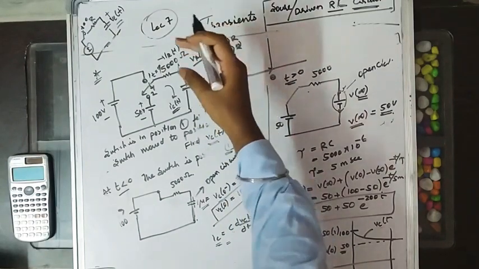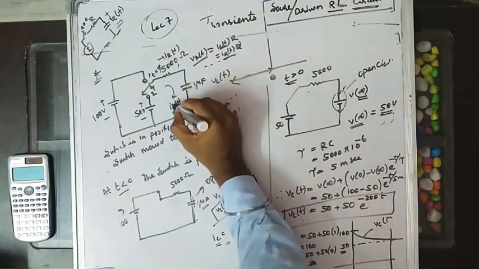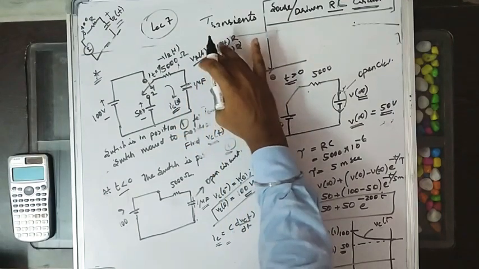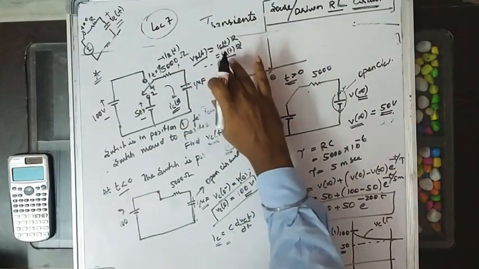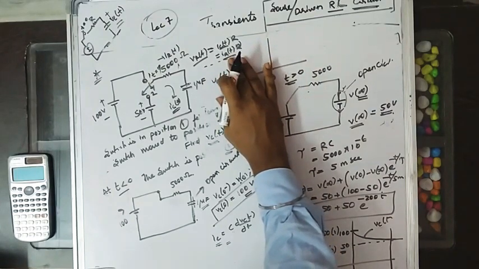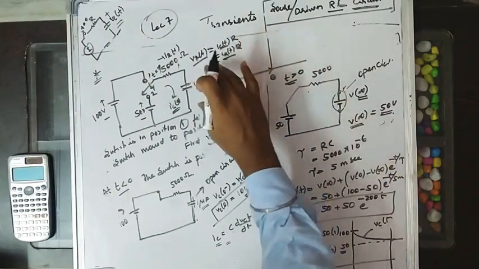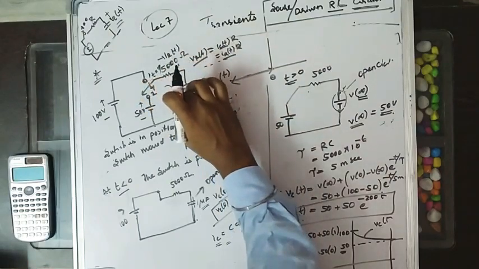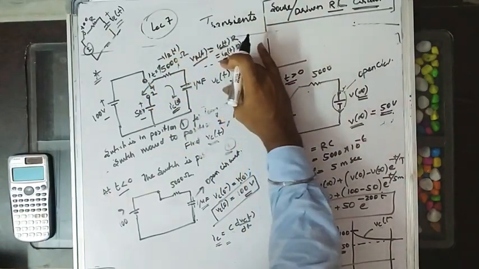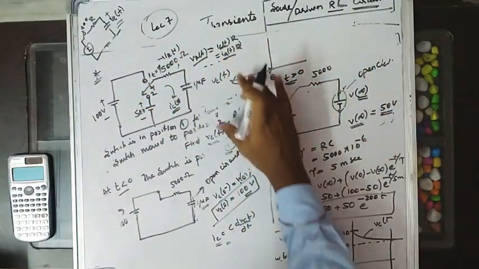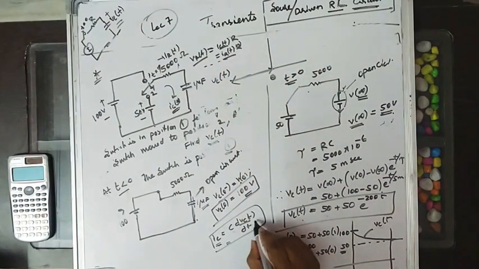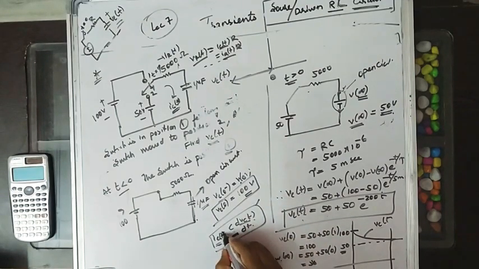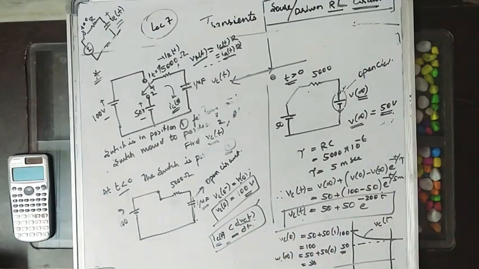If the question directly asks you to find the current through the capacitor, you need to first find the voltage across the capacitor by all these steps. After finding this, we have the standard equation for IC of t. Substitute this here and differentiate, and you will get the IC of t value. So after getting IC of t, you have it covered.